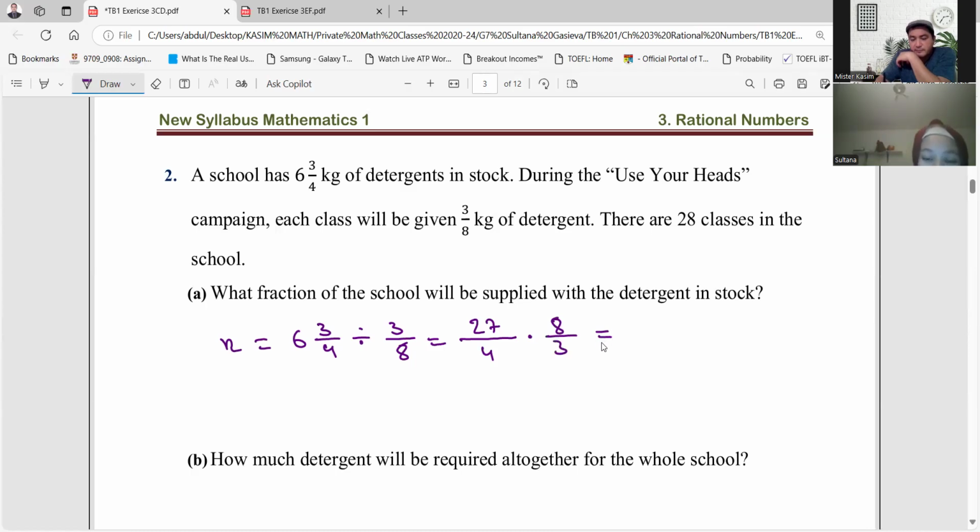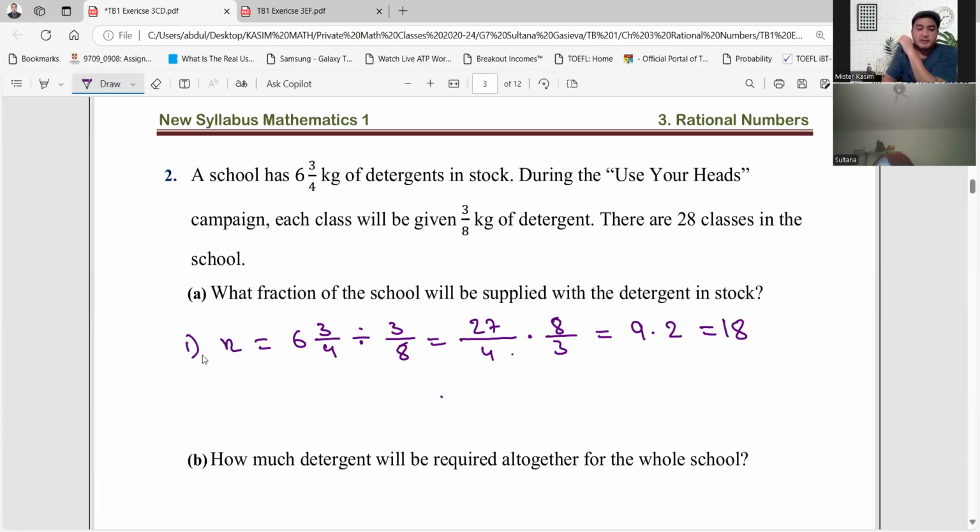27 divided by 3 is 9, 8 divided by 4 is 2. So that means that 18 classes receive detergent, right?